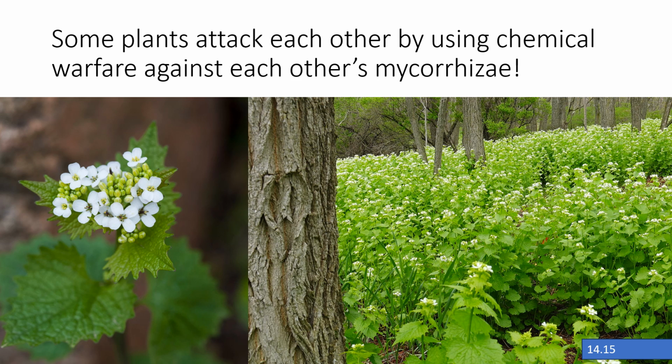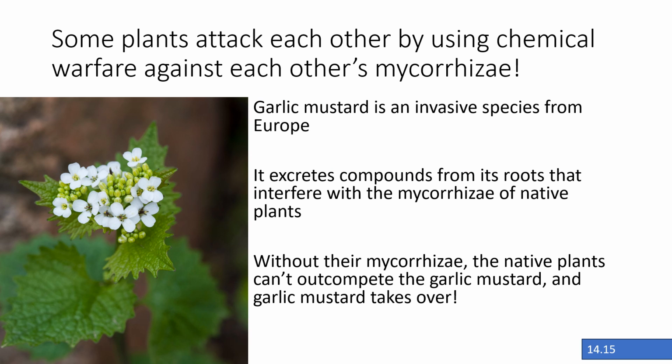Because mycorrhizae are so important to plant health, some plants actually launch chemical attacks against the mycorrhizae of their competition. One example is garlic mustard, which you've probably seen before. It's a very widespread invasive species from Europe that can quickly invade an area. It does this by secreting chemicals from its roots that damage the mycorrhizae of local native plants. Because the native plants are weakened by the loss of their mycorrhizae, they can't compete with the garlic mustard, and it quickly takes over the area.